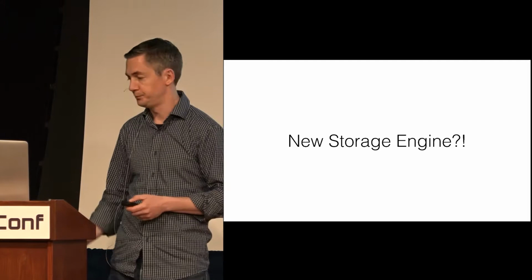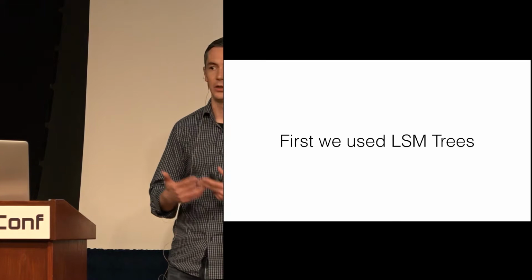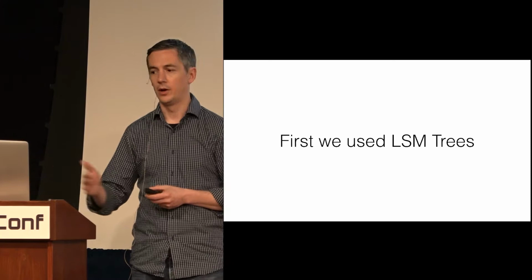Well, first we used LSM trees. Specifically we used LevelDB, which is an embedded database. It's a C++ library that was written at Google. It's what's called a log structured merge tree. Now, LSM trees are heavily optimized for write throughput. They're very, very fast with that. They also do compression.